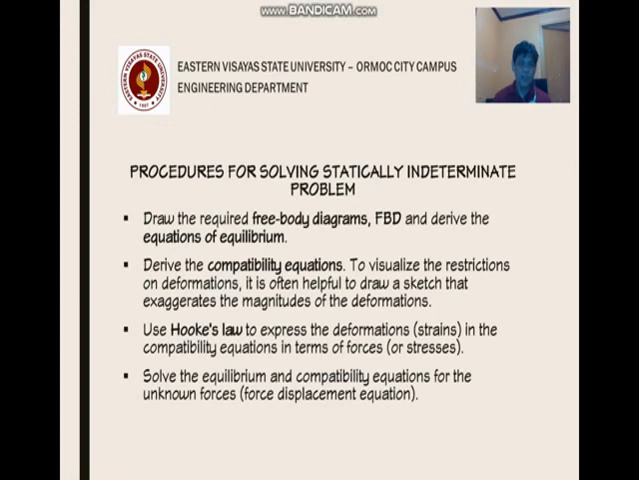Then after that, you already have equations from equilibrium and compatibility, so you will now have enough equations. You will now use Hooke's law to express the deformations or strains in the compatibility equations in terms of forces or stresses. Then finally, solve the equilibrium and compatibility equations for the unknown forces.